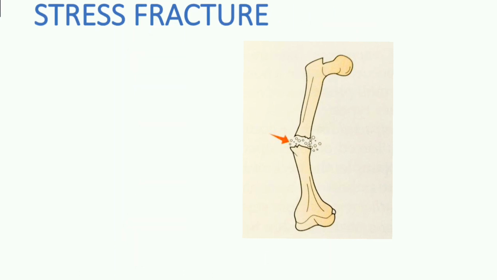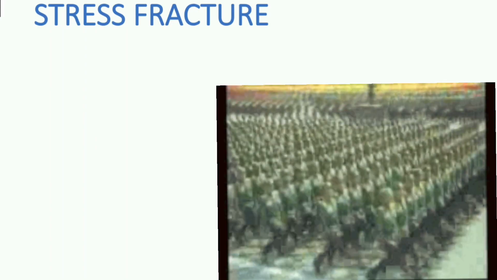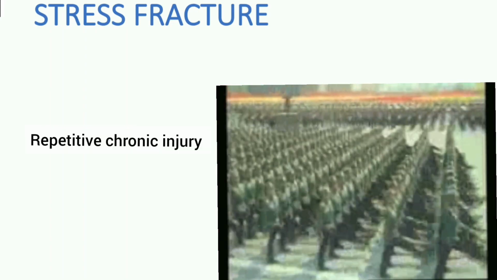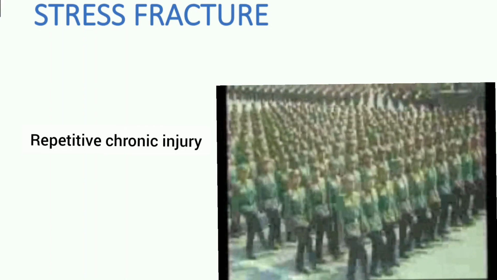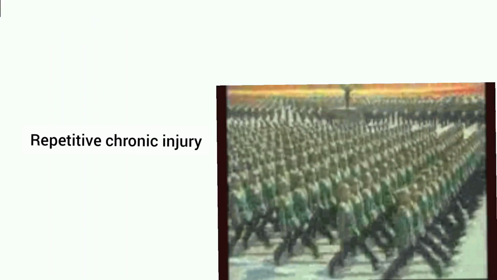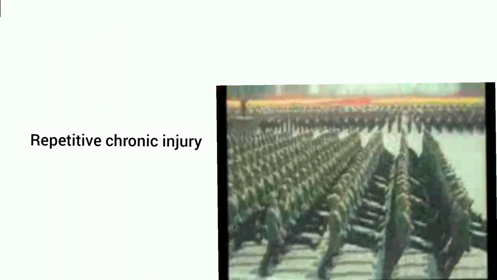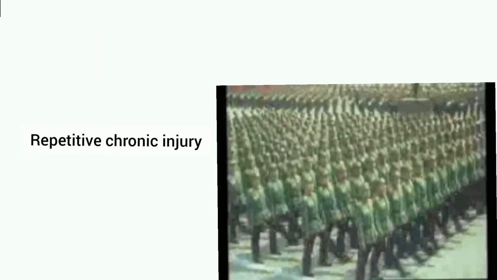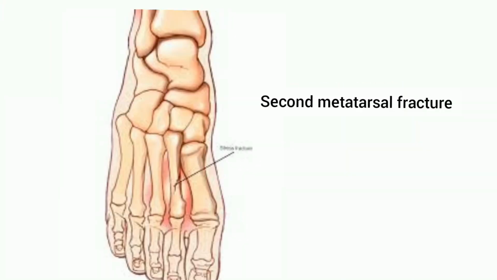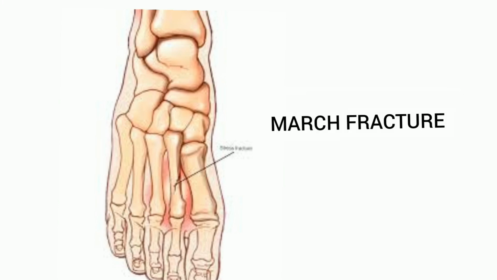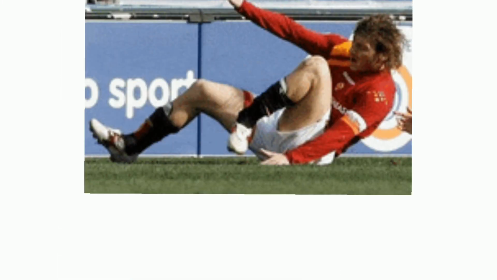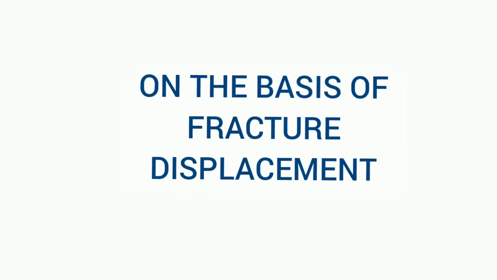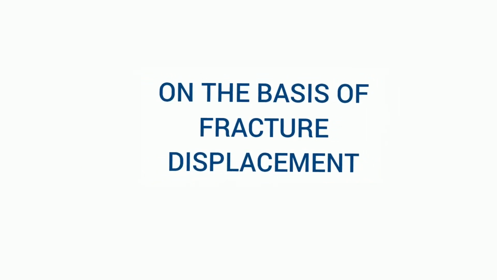Stress fracture. Stress fractures result from the cyclical application of the normal force in excessive frequency to the normal bone of a healthy patient, leading to a break in the bone. Example, second metatarsal fracture in army people, popularly known as March fracture, and the fracture of navicular bone in athletes.